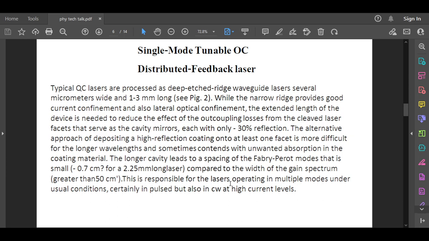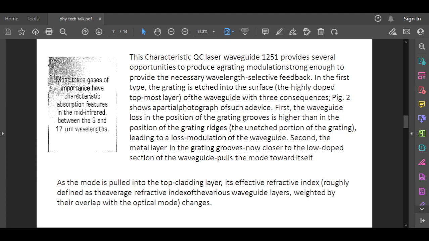This is responsible for the lasers operating in multiple modes under usual conditions, certainly in pulsed mode and in CW at higher current levels. Most trace gases of importance have characteristic absorption features in the mid-infrared between 3 and 12 μm wavelengths. This characteristic QC laser waveguide provides several opportunities to produce grating modulations strong enough to provide the necessary wavelength selective feedback.